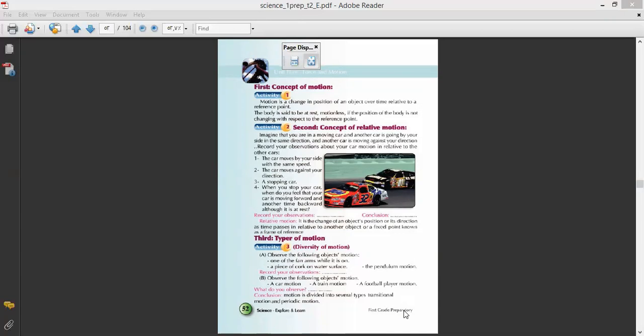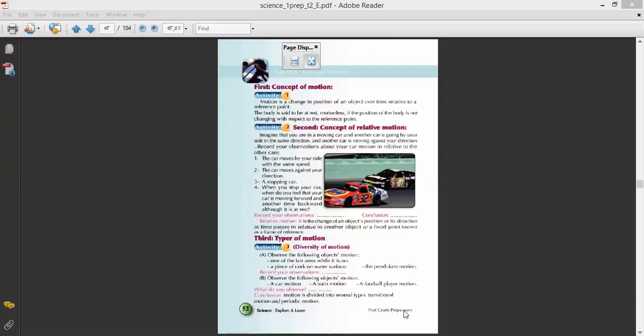The second type of motion is called periodic motion. Periodic motion has three types. Periodic motion definition: it is the motion that is repeated regularly in equal periods of time. The first type, transitional motion, is not repeated. You don't go back and forth again and again. No, you go in one direction and stay in another place, then go in another direction, and so on.